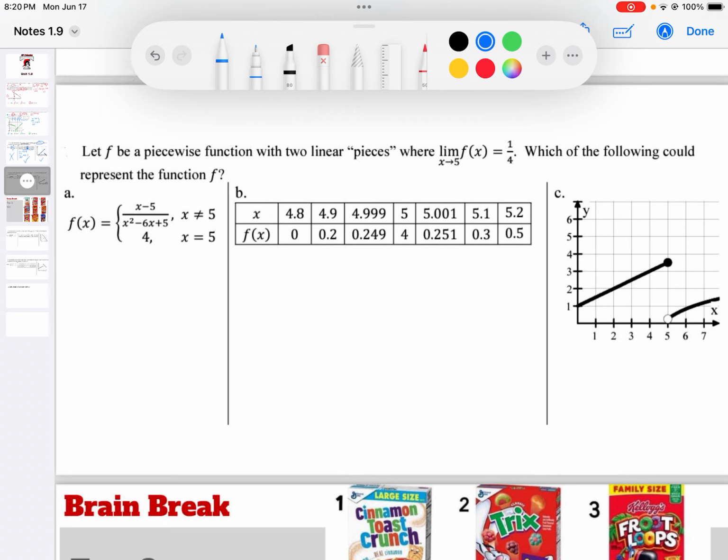All right, next one. All right, is this the tricky one? There's a tricky one here in a second. Okay, let f be a piecewise function. It says 2 linear pieces. Well, the limit as x approaches 5 is 1/4. Which of the following could represent f? All right, so I don't care what it is at 5. So who really cares about that? I need to see, is the limit 1/4? Not just does it exist, is it 1/4?